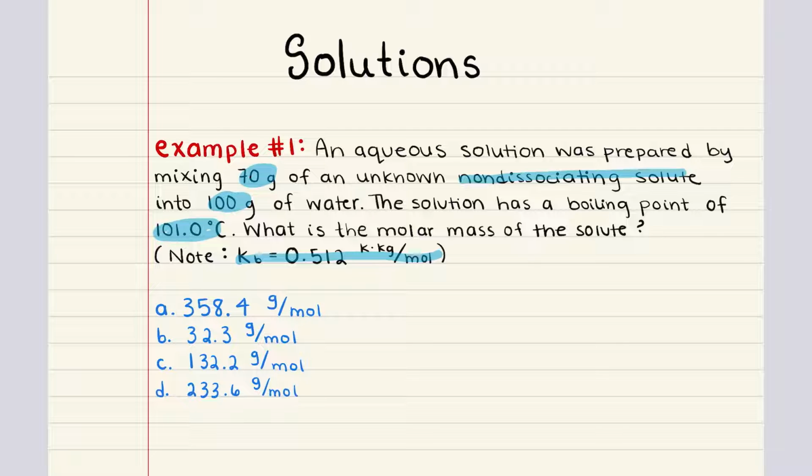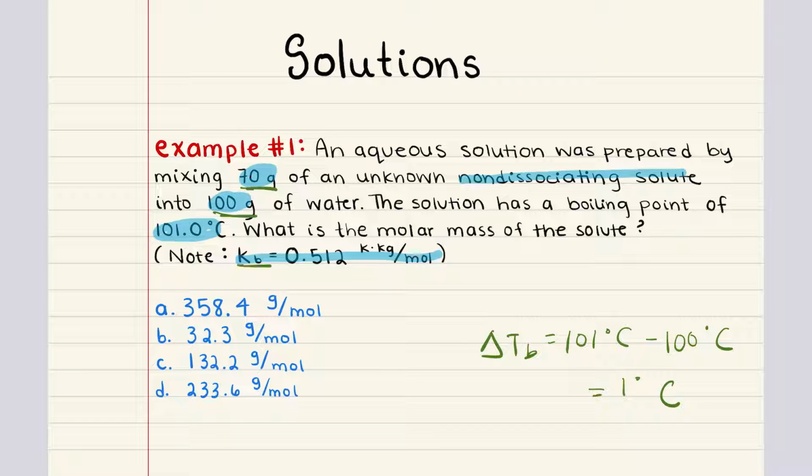So what we're given here is the mass of the solute, 70 grams. We're given the mass of the solvent, 100 grams. We're also given the boiling point elevation, delta Tb. We're told that the solution boils at 101 degrees Celsius, and the boiling point of just pure water is 100. So we can take the difference between 101 degrees Celsius and 100 degrees Celsius to get a difference of 1 degree Celsius. So the boiling point elevation is 1 degree Celsius.